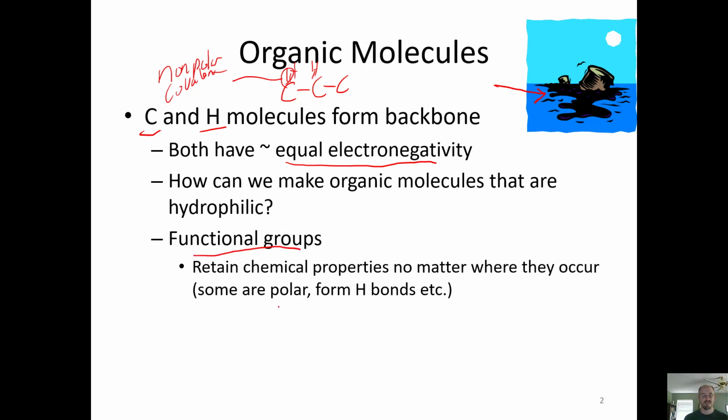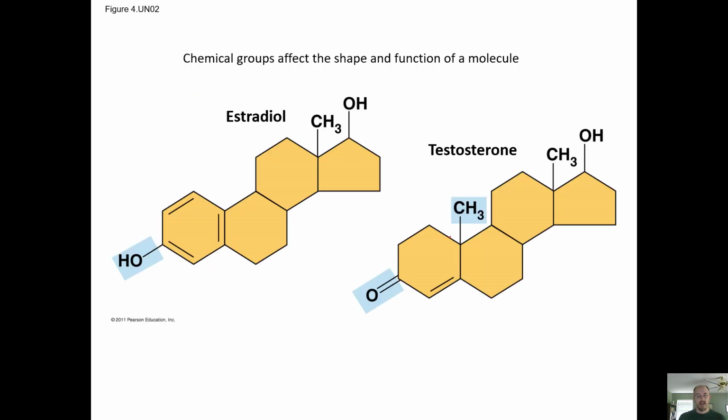Functional groups are chemical groups that retain chemical properties no matter where they occur. So if I have a carbon backbone like this, and it's got hydrogens attached to it here and here and here and here, but then I stick an OH on it here, O and H share electrons unequally, and this is polar, and this will allow this part of the molecule to interact with water, okay? So a functional group. Here's an example.